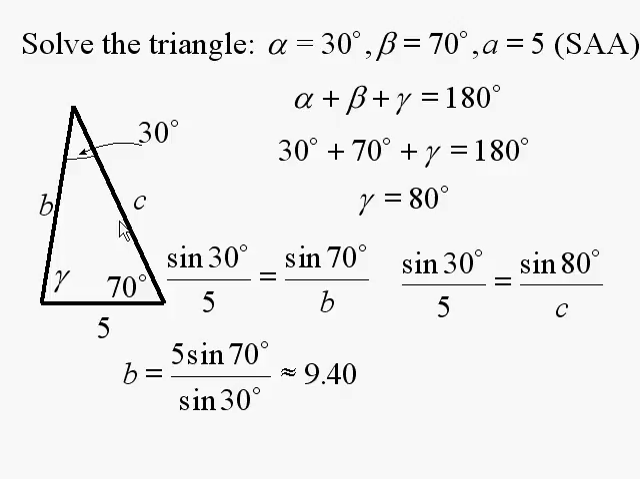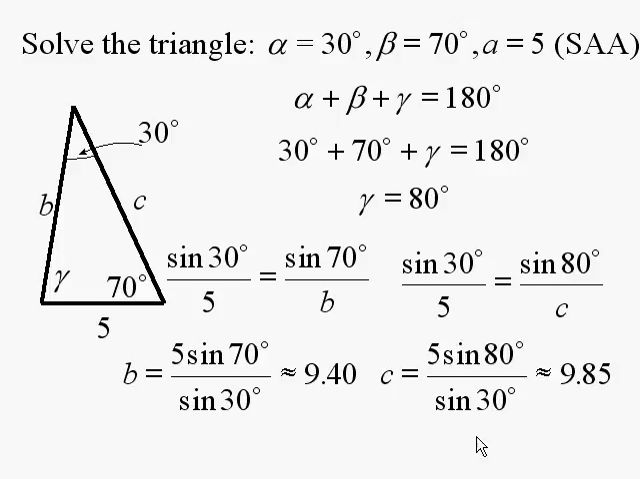To get C, we know gamma now, and a pair with an angle and side opposite. Angle and side opposite matches angle and side opposite. And again, using the angle and side opposite that was given, I can solve for the unknown piece C, and C comes out to be 9.85.